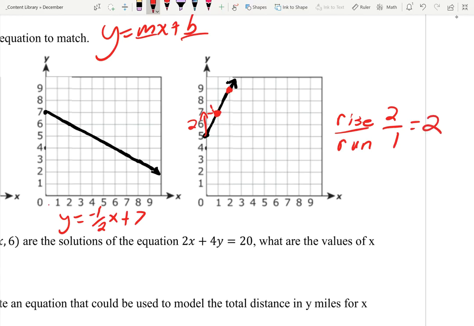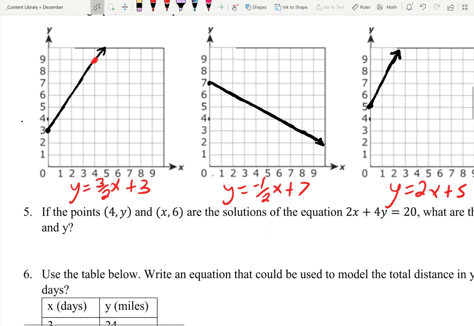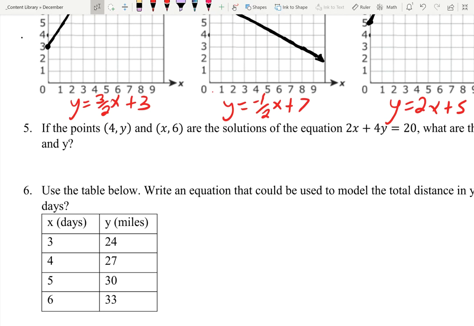So an equation for this, remember the y-intercept is 5. The equation for this would be y equals 2x plus 5. 5 was the y-intercept, and 2/1, or just 2, was our slope. So look for those graphs, note your slope and intercept form, should help you.